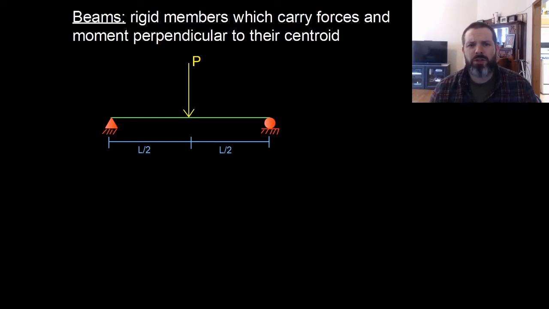Beams are rigid members which carry forces and moments perpendicular to their center. So here we have a rigid beam supported by a pin and a roller. This is what's commonly referred to as a simply supported beam.